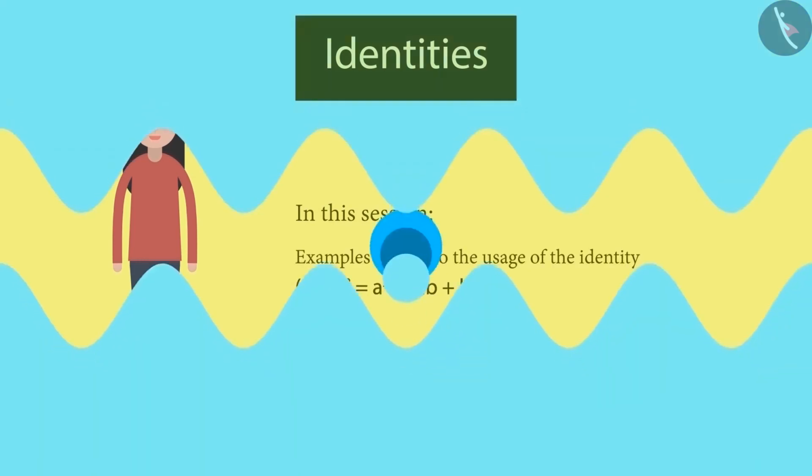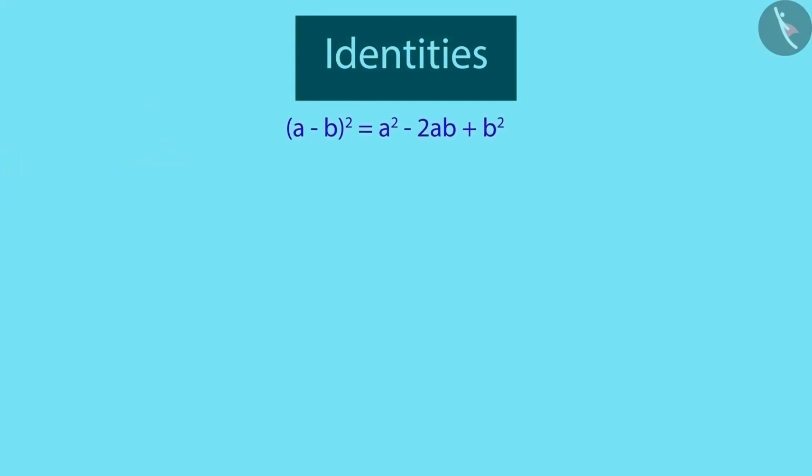Let us see the first example. Let's say you have to find the square of a large number like 199. Multiplying 199 with 199 is time-consuming. Let's see how this identity will make it easier.